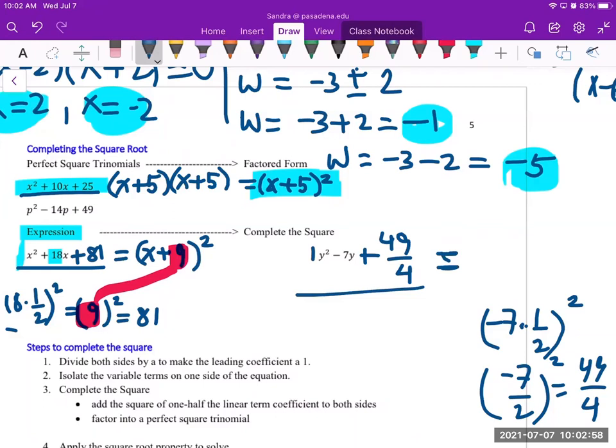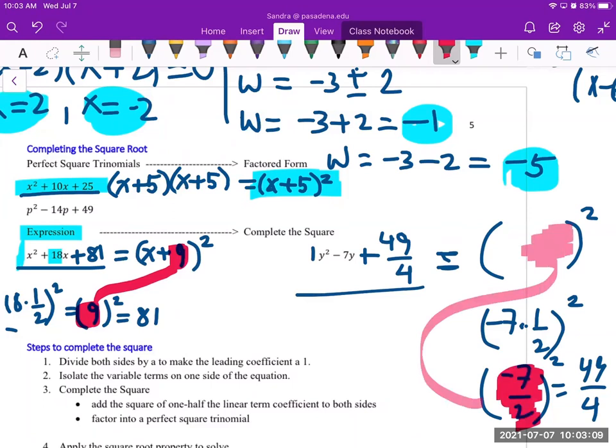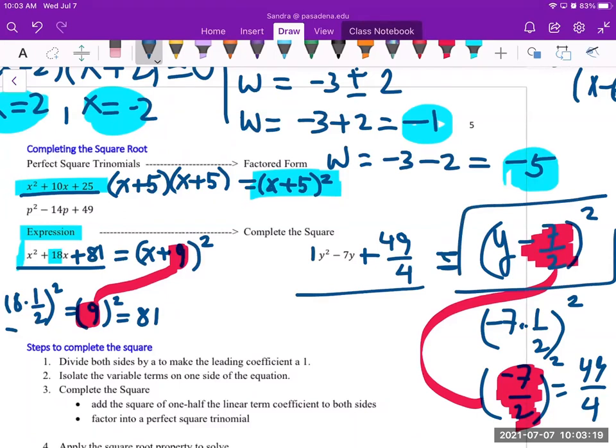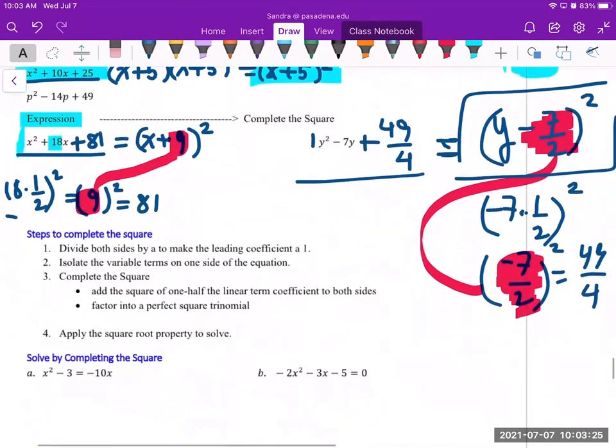Now I'm going to set it equal to the number before you squared. This is the number before I squared, so I'm just going to copy this one and put it in here. In this case, we're using y, so this will be y minus 7 over 2. And that's it. So we can work with fractions if we need to. Okay, why is this important?